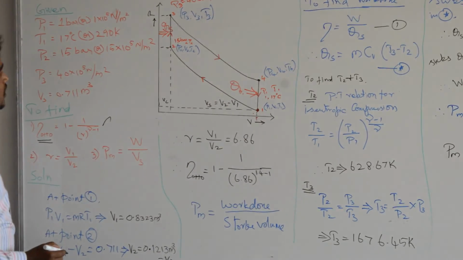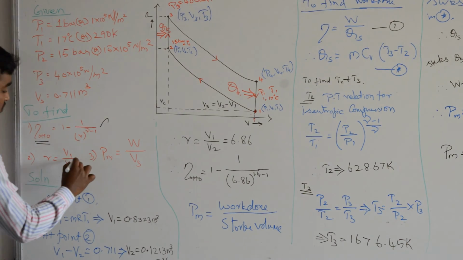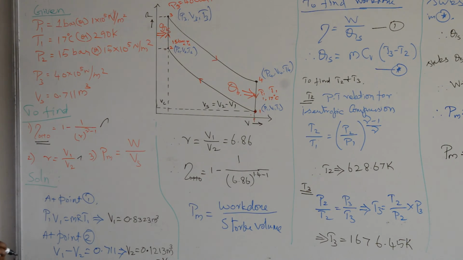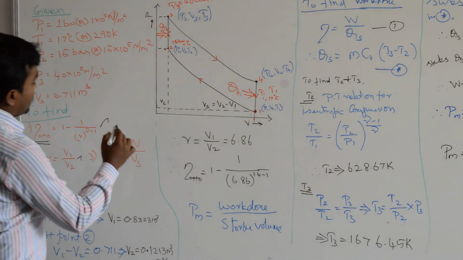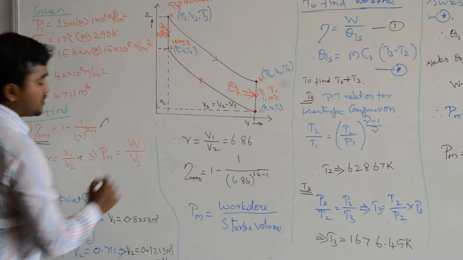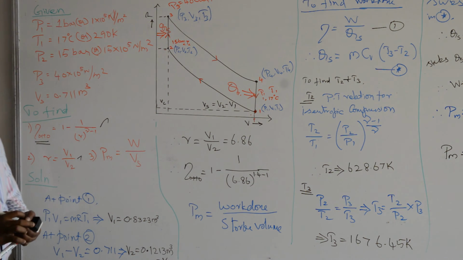Then the second one is compression ratio. Compression ratio R is equal to V1 by V2. Then mean effective pressure Pm is equal to work done divided by stroke volume. Now we are going to solve the problem.